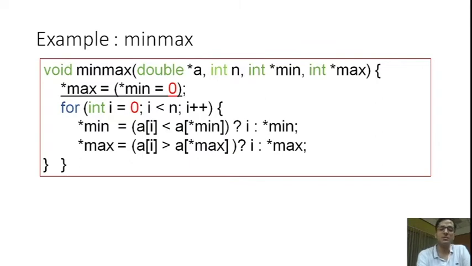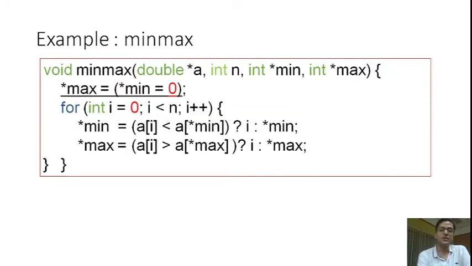Consider this example, min-max, that is supposed to compute the indices of the minimum and the maximum elements in an array A of n elements. The returned indices are supposed to be returned in locations *min and *max. The body of this function initializes *max and *min to 0 and then executes a loop to identify the eventual values of *min and *max. Notice that the initialization of *min and *max is done through an expression that involves two assignments or two side effects, one to *min and another to *max.